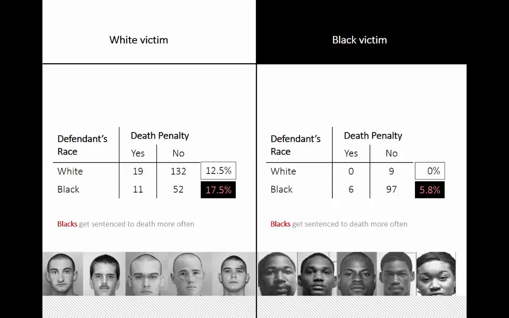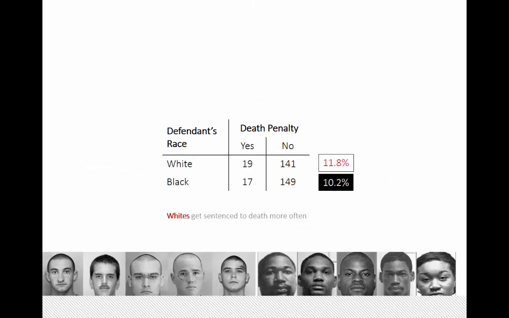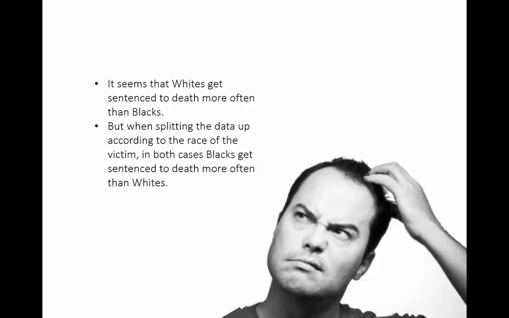So when we split our data up into these subgroups, and there are only two, one where the victim was white, one where the victim was black, in both cases we observe that blacks get sentenced to death more often than whites. But didn't I just show before that whites get sentenced to death more often than blacks? Again, it's the same structure as before. It's also the Simpson paradox.